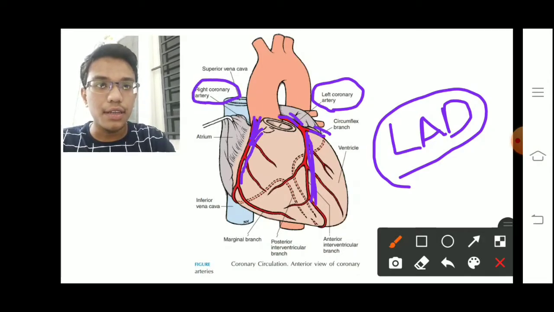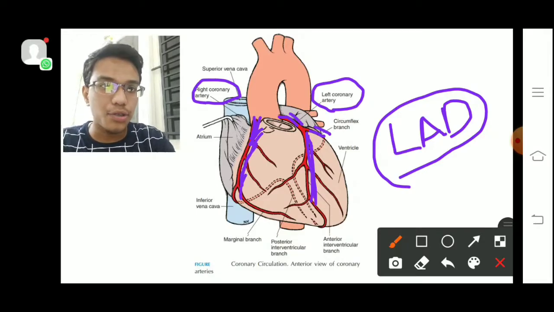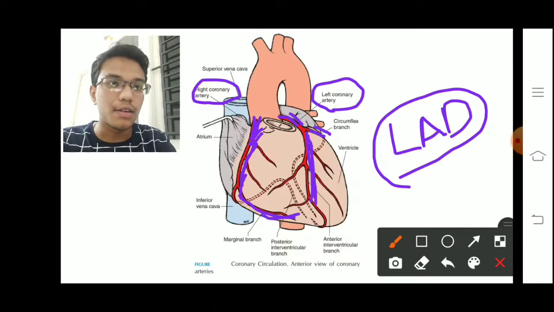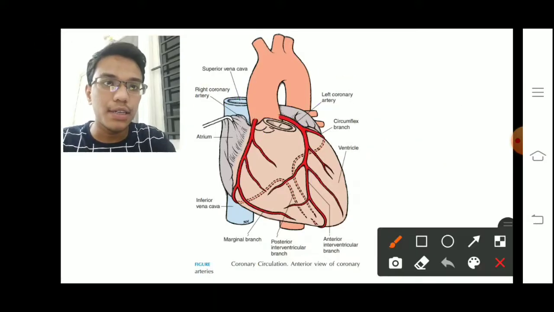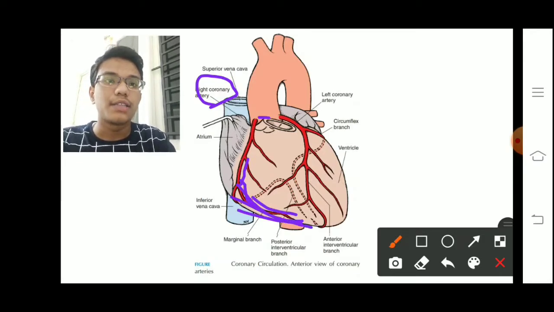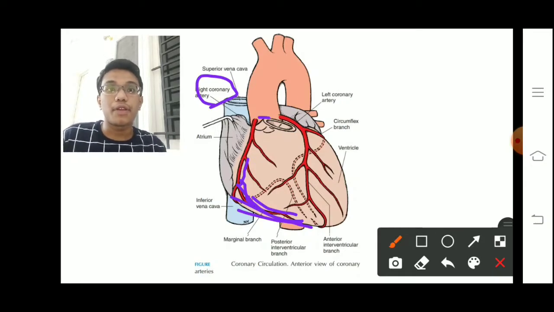It runs on the right side of the heart and supplies a marginal branch. You can see this. The marginal branch runs on the inferior surface of the heart. Again I am drawing here. So this is the right coronary artery, and as it goes down it gives a branch, the marginal branch, which runs on the inferior surface of the heart. Okay, the inferior surface is made up of the right ventricle.